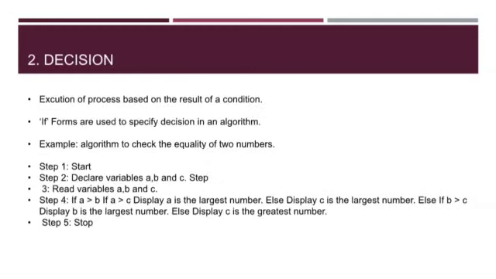Step 1 is start, step 2 is declare the variables A, B, C, and step 3 is reading the variables A, B, C. Here we read the values into the variables. Then in step 4 we check the condition. Then it displays A is the largest number, or else it displays C is the largest number, or else it displays B is the largest number. Then we can stop. So this is the decision.